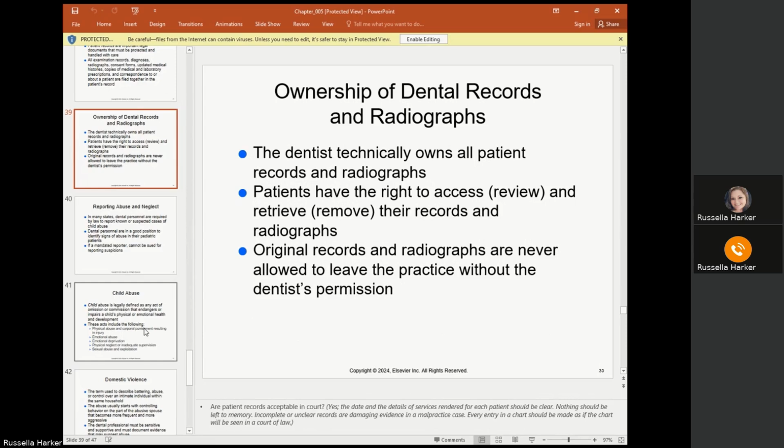The dentist technically owns all patient radiographs and records. Now, patients do have the right to access, meaning to review and copy their records and radiographs. However, they should not be the originals. If a patient calls and says they would like a copy of their records, first you need to follow the procedure in the office, but you should never release those records or even copies of those records without the dentist's permission first.